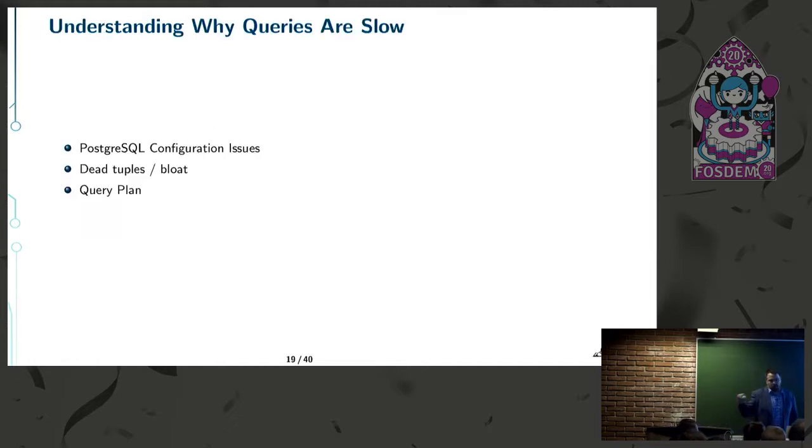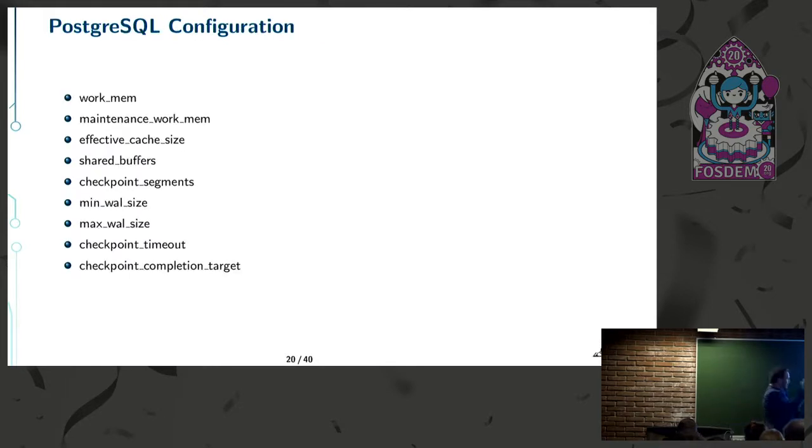So now let's talk about why our query is slow, right? There's a lot of different potential things involved, and I think it's really useful to go over them. So we're going to talk about Postgres configuration, we're going to talk about tuples and bloat, and we're going to talk a little bit about query plans. So these are a bunch of the different options that you want to think about configuring inside of Postgres when you're looking at trying to improve performance.